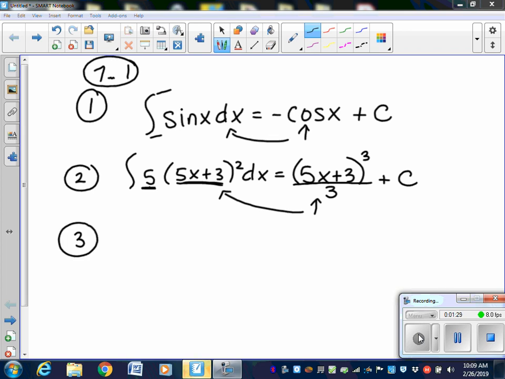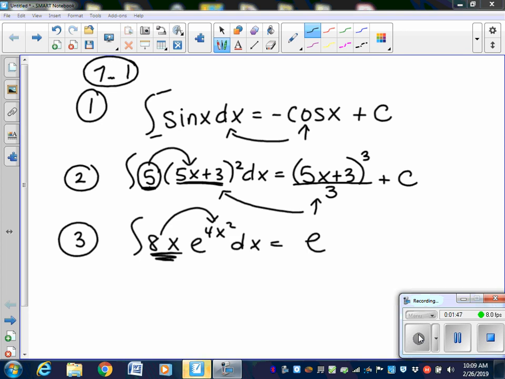Number 3, 8x e to the 4x squared dx. Again, this is the derivative of this. Just like this was the derivative of that. So you're kind of ignoring the 8x because it's the chain rule backwards, so the final answer is e to the 4x squared plus c. Final answer.